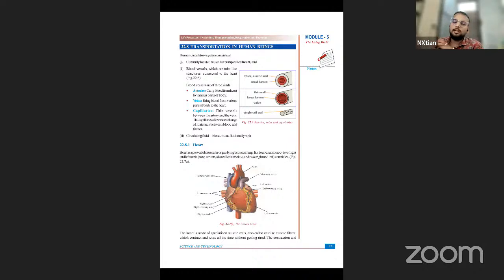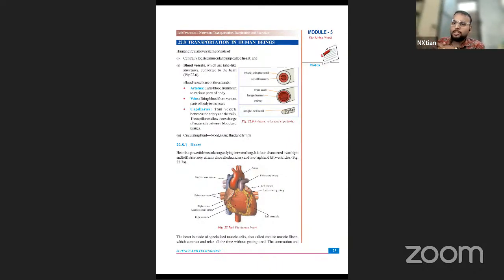Okay. So this is called translocation. It's not that deep, but I gave you some depth, like active transport and unidirectional or multi-directional. So this we learned. Understood, guys? Now transportation in human beings.